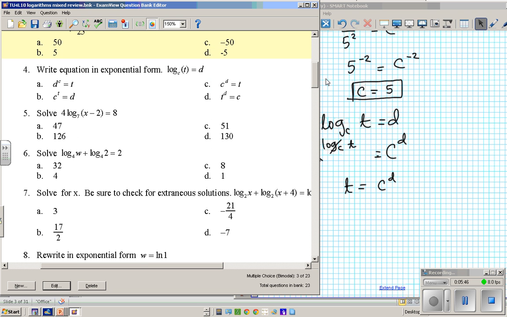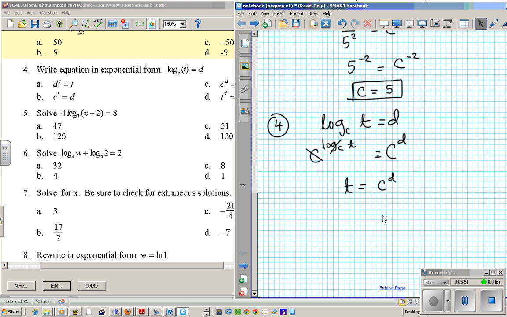Alright? So which of those gives us the answer? The answer is C. Answer C is the answer for number 4.